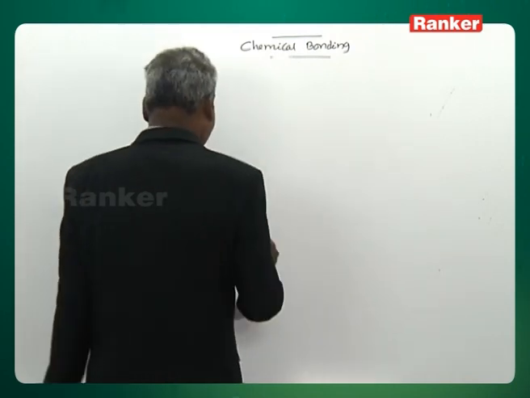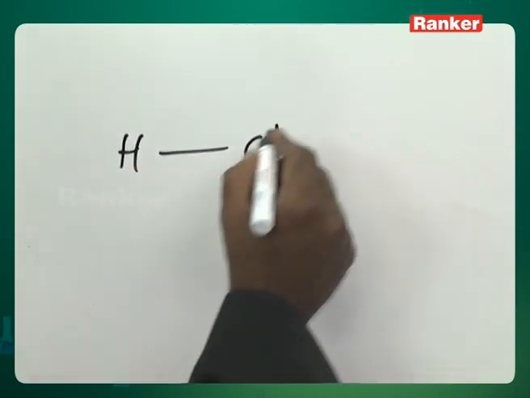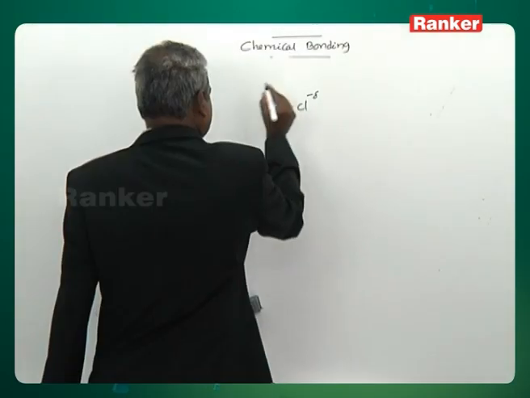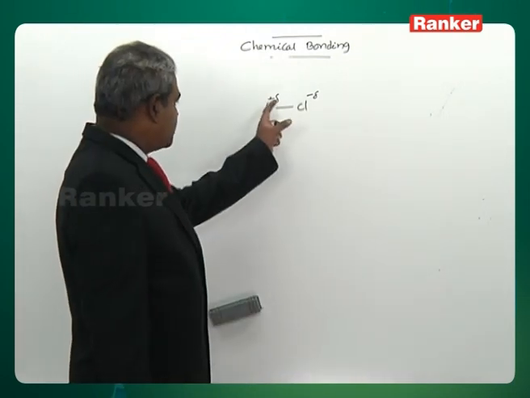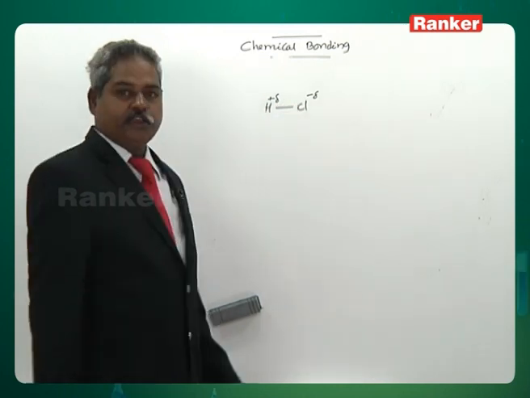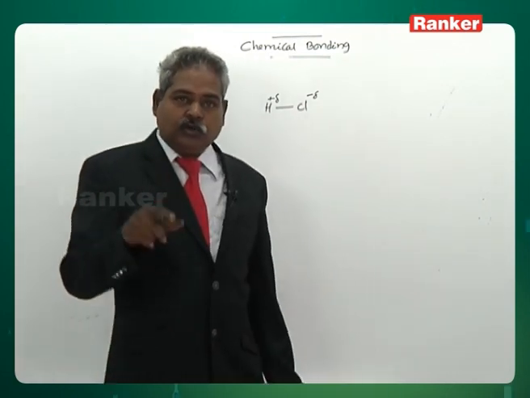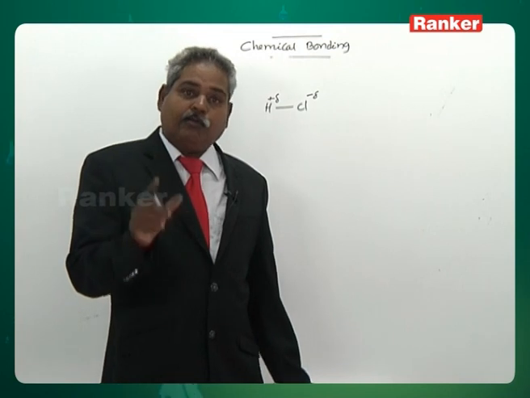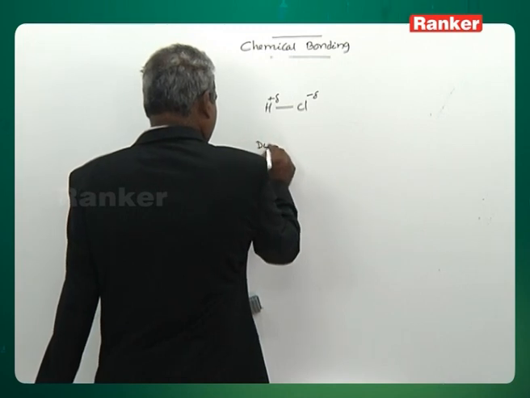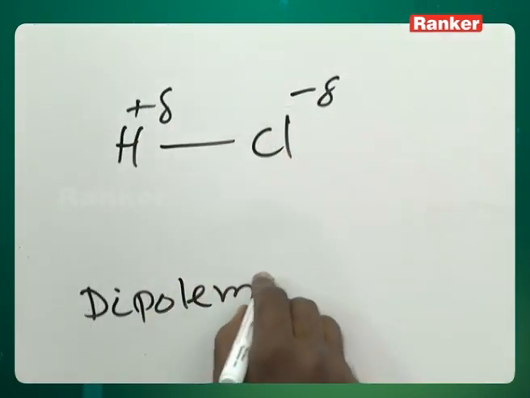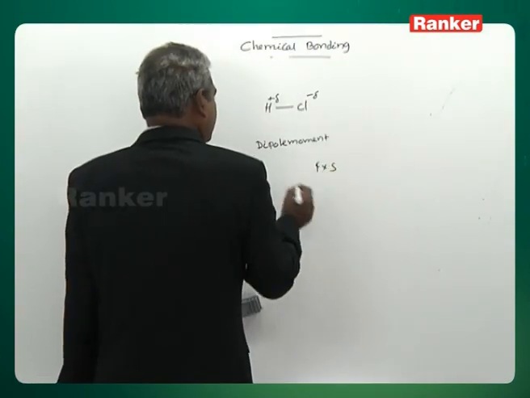And as a result of this polarity, this becomes minus delta and this becomes plus delta. There is an electrostatic force of attraction between these two. Whenever there is a force multiplied by distance, a moment is developed. Moment of forces, which is called dipole moment. What do you mean by moment? Force into distance from where the force is acting.